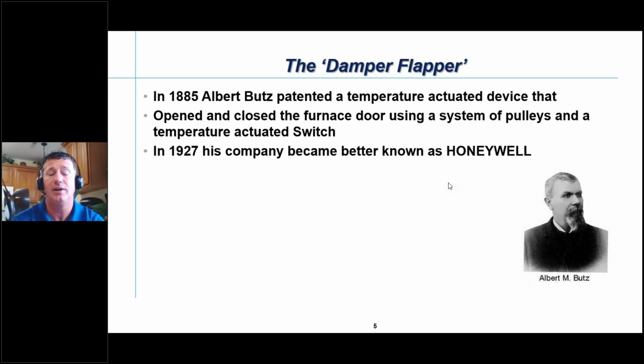Well, this new invention actually allowed you to stoke your furnace very heavily and be able to control the amount of oxygen coming into that to regulate the temperature. And that design continued into that manufacturing process and to that industry, and it later became the Honeywell industry. So in 1927, Albert Butz's damper flapper company had actually merged into a new conglomerate, and it became what we know today as Honeywell. So Honeywell's original thermostat was actually a damper flapper control for the door of a furnace.